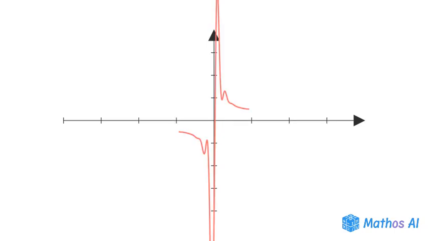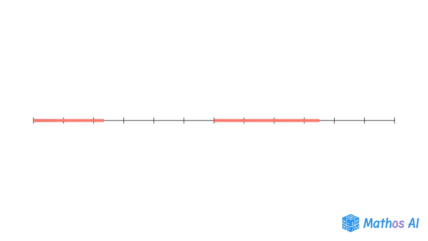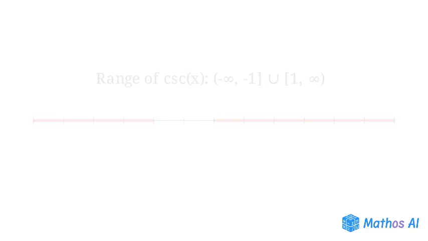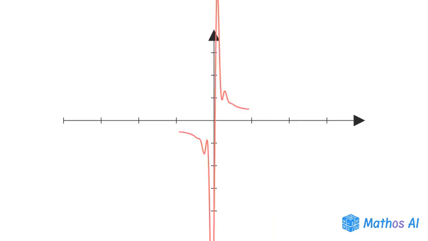Let's start with the basics, the fundamental cosecant function, y equals cosecant x. Notice its unique shape, with those sharp peaks and valleys. Its range is defined by these two distinct sections, from -infinity up to and including -1, and from +1 up to +infinity. Now, what happens when we multiply by 2?